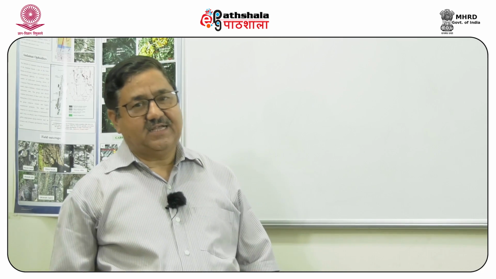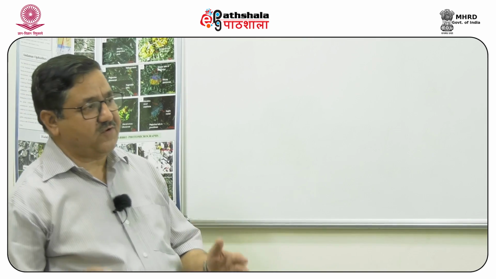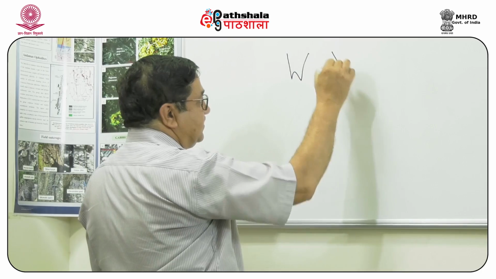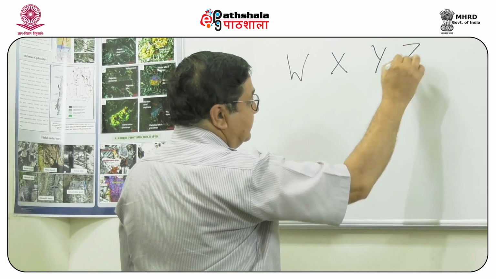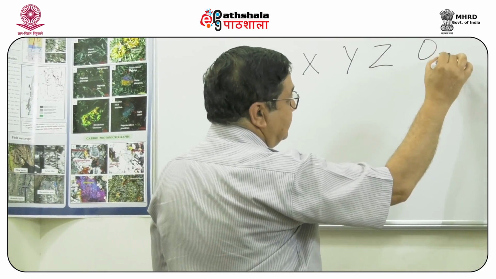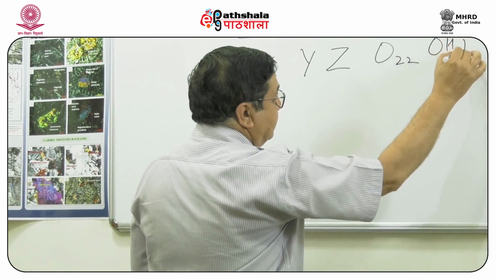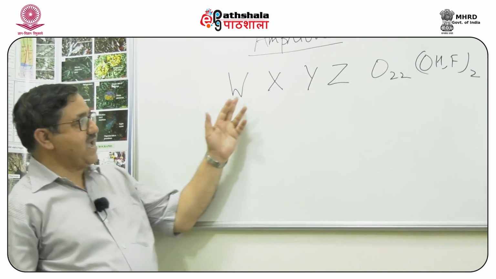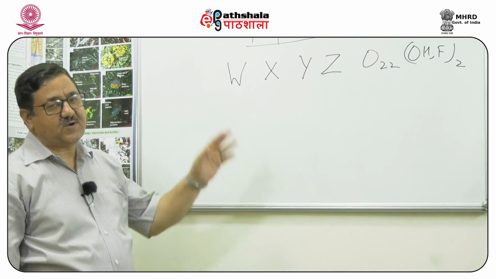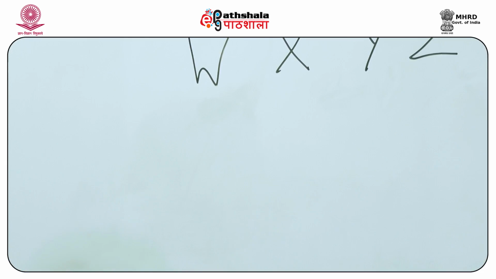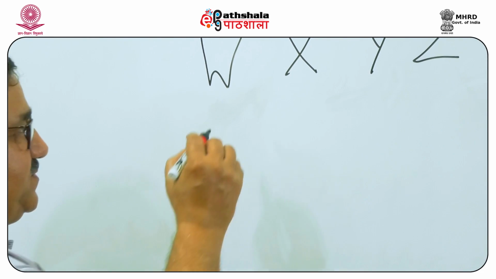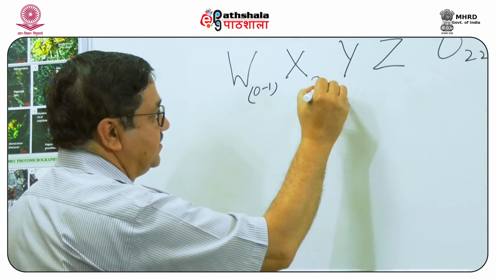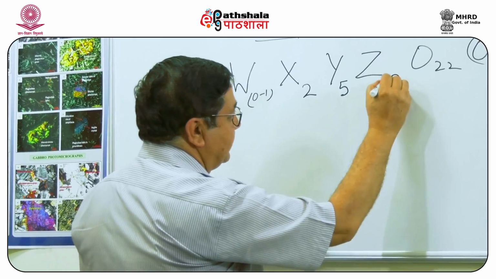But first let us look at the general formula of amphiboles, and it can be written as follows. As you see, I have maintained some distance between these letters. Now we will fill the spaces in between. This is 0 to 1, this is 2, this is 5 and this is 8.